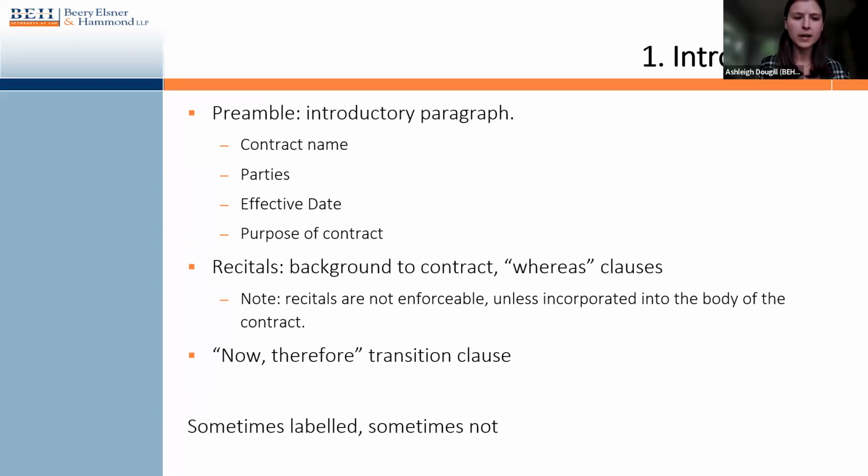we have three initial categories, which is your preamble, your recitals, and then your transition clause. This does not always look the same, and it's not always labeled in every agreement, but generally you should aim to have these three elements addressed in every contract. This really sets you up for the rest of your agreement. It provides background, introduction to the parties, etc.